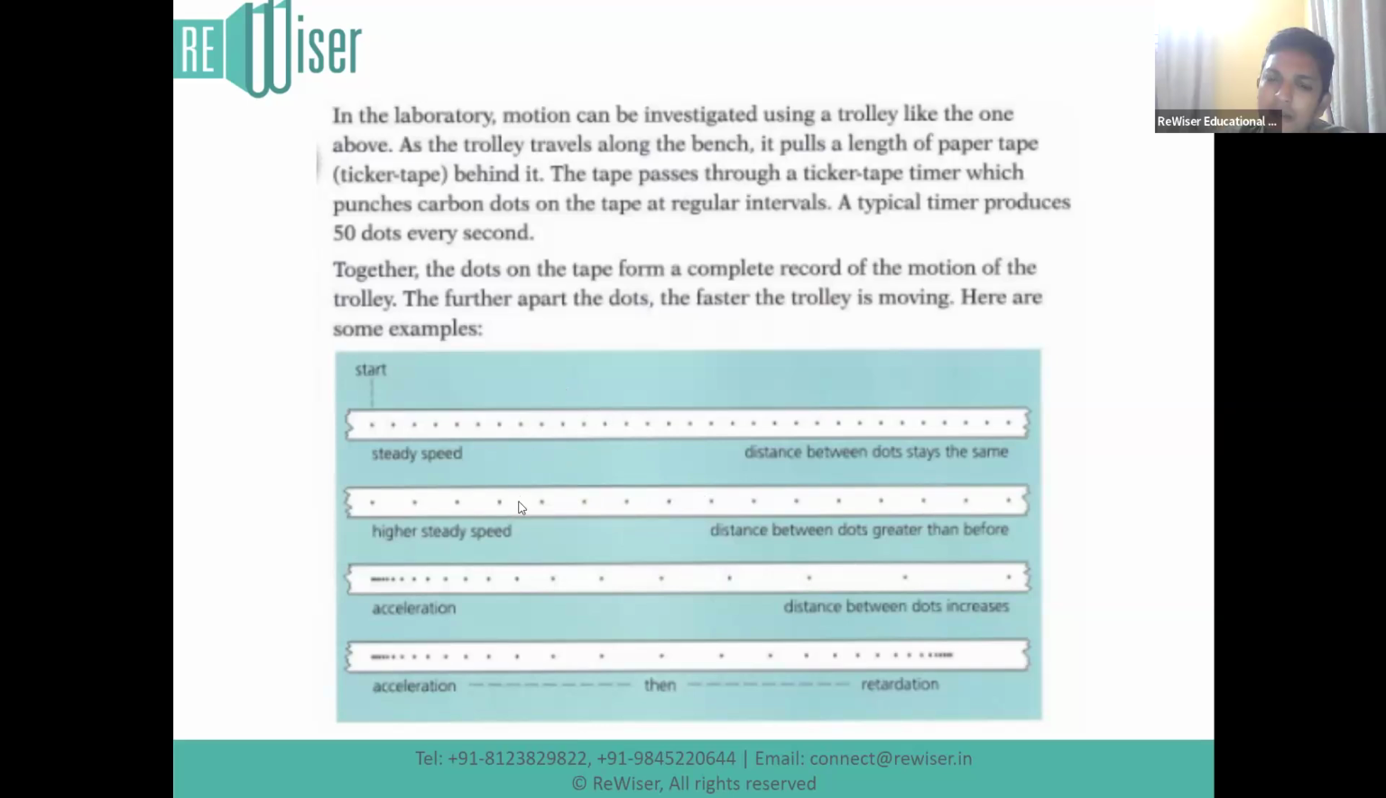How do you interpret that? How does that make sense that the distance is going to be greater for a higher speed? It says that a typical timer produces 50 dots per second. If it's traveling faster, those 50 dots will be produced, and the tape will be able to go a farther distance before the dots are punched.